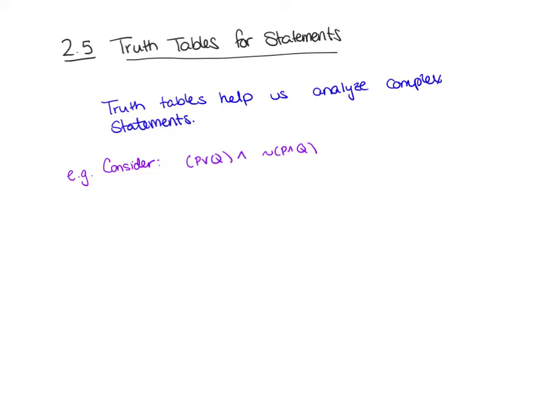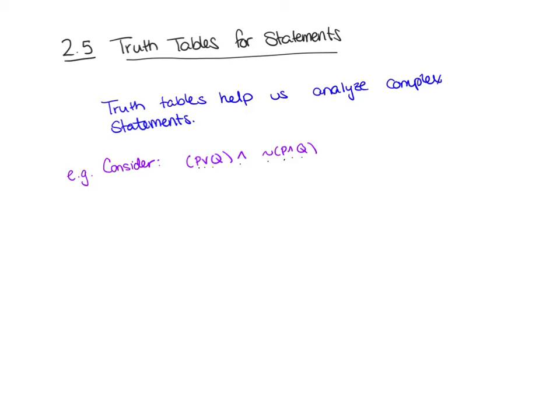In section 2.5, we talk about truth tables. So truth tables are just going to be a way to help us analyze complex statements. So let's do an example. Let's consider this statement we have below. If we go through and read this, it says we have P or Q and not P and Q.